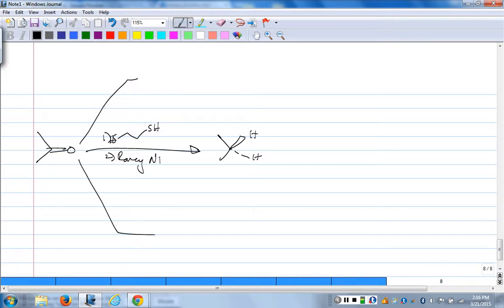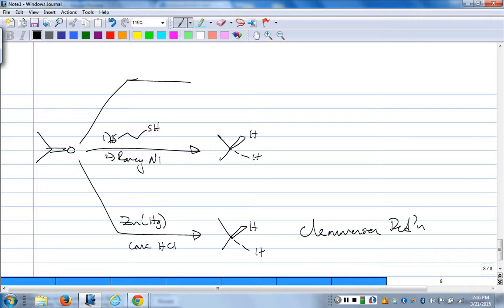One can be done in the presence of amalgamated zinc. In other words, zinc dissolved in mercury, and conc HCl. That's going to also give rise to the corresponding methylene. Now, I could use conc DCl and get 2 Ds, conc TCl and get 2 Ts. This is called the Clemmensen reduction.